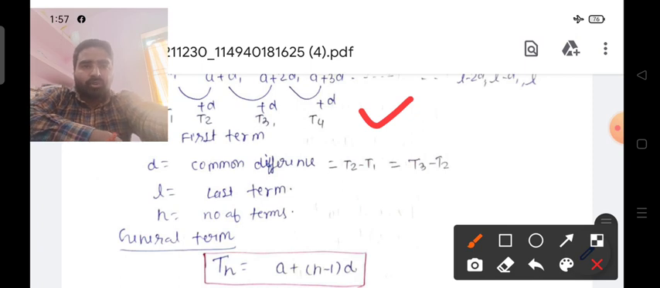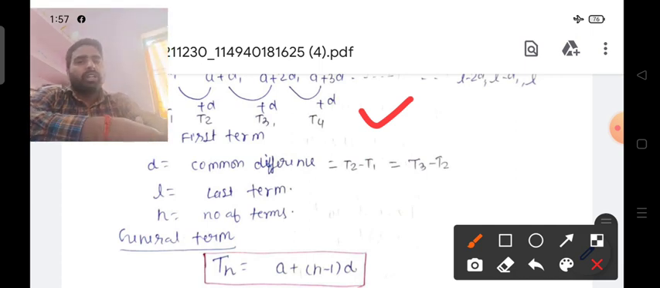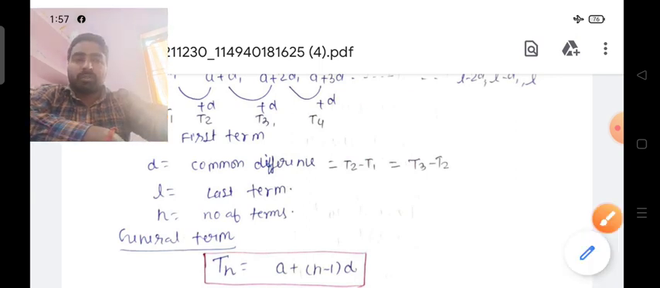If we are talking about the fourth term, it will be one lesser number, a plus 3d. So we can directly say, if I ask you what will be the fourth term, you can say a plus 3d. What will be the ninth term? You can say a plus 8d. Then we are able to find the term directly, or we are using this formula. But this is from the beginning.